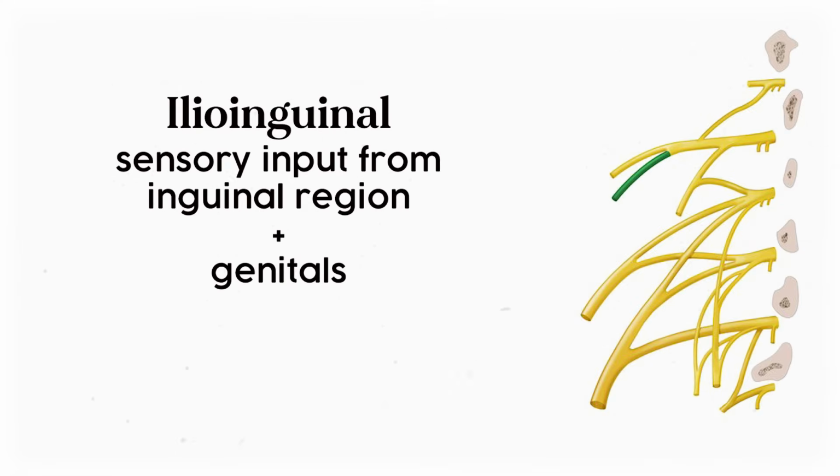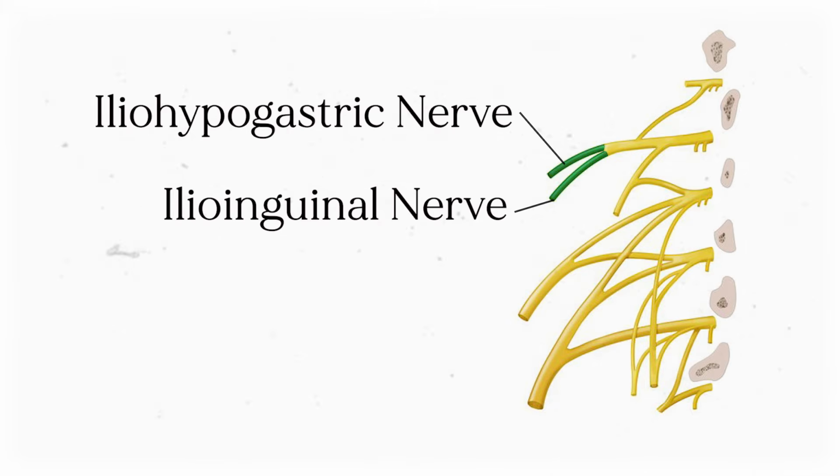The ilioinguinal nerve has simpler sensory responsibilities. It handles sensory information from the skin directly around it, which is the inguinal region and some parts of the genitals. Now, the iliohypogastric and ilioinguinal are the only nerves in the lumbar plexus that get input from T12, but a few more get some input from spinal root L1.